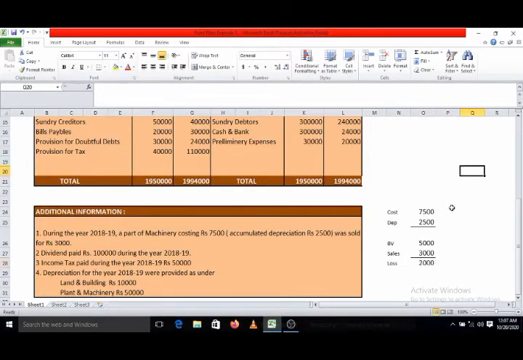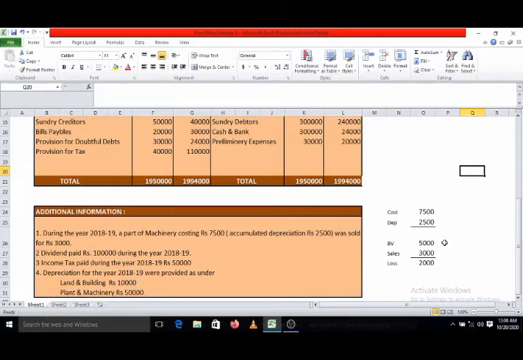So again you can check out. There was one part of machinery, original cost was rupees 7,500. Till date on that part, the total depreciation provided is rupees 2,500. So it means today's book value is rupees 5,000, which has been sold at rupees 3,000.